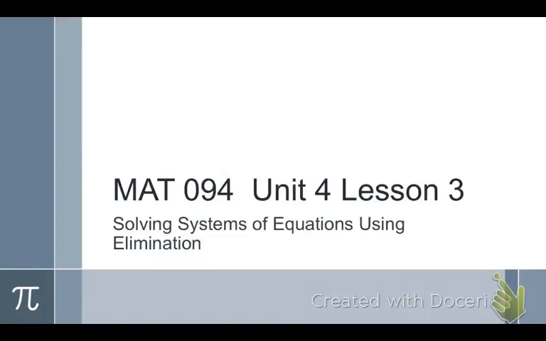Welcome to Intermediate Algebra, Unit 4, Lesson 3, Solving Systems of Equations Using Elimination.